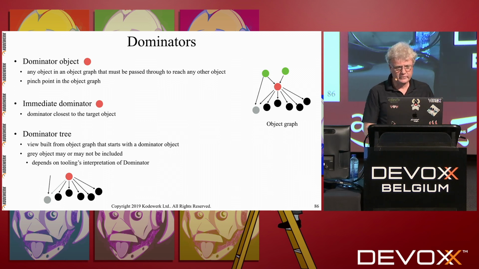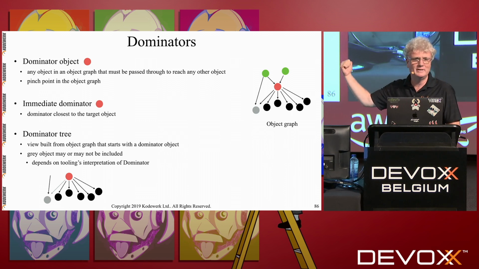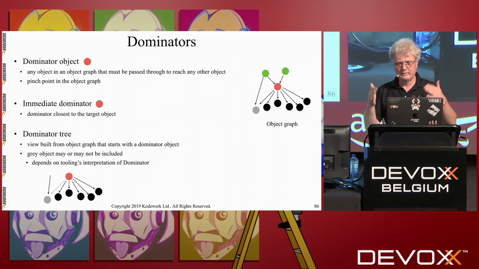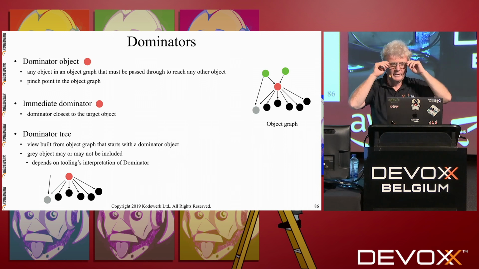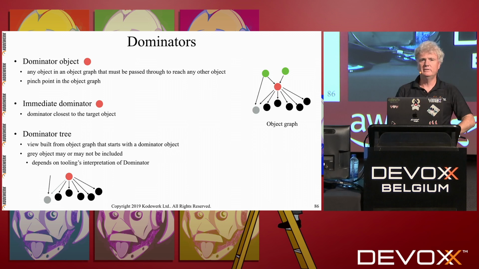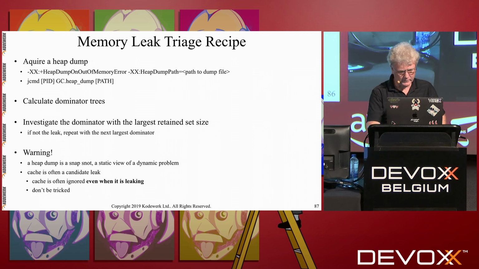Now, you can see that this looks suspiciously like a cache, right? Because typically with a cache, you're going to have this very narrow thing that actually has a large retained set size. So again, caches get confusing here.